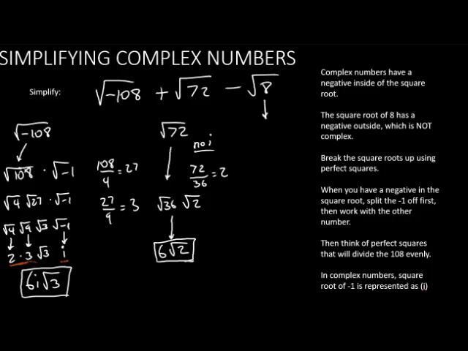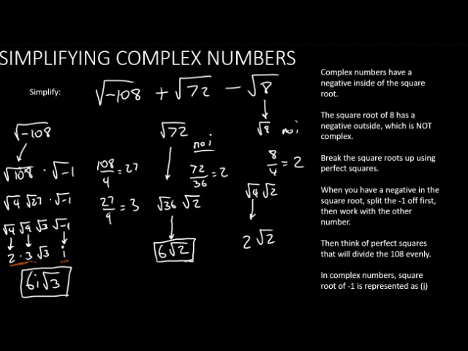We'll do the same thing with 8. Notice the negative is not inside, so this will also have no i. Now, 8 is divisible by the perfect square 4. 8 divided by 4 will give us 2, and so this is square root 4 square root 2. However, square root 4 is just 2, and so we'll have 2 square root 2.